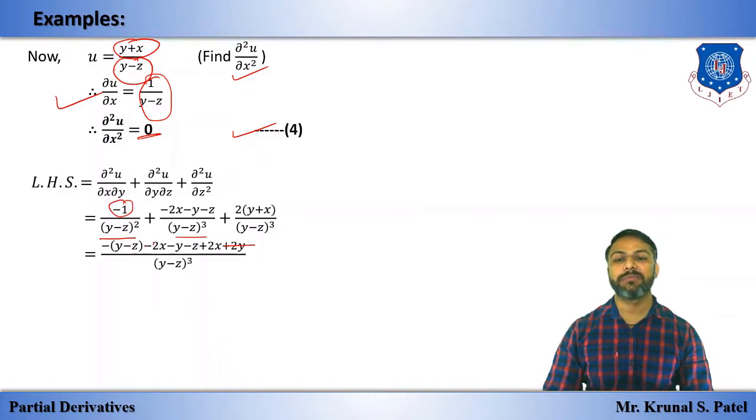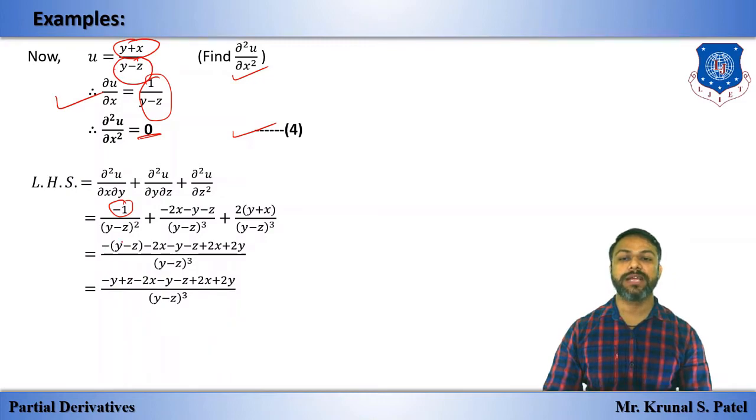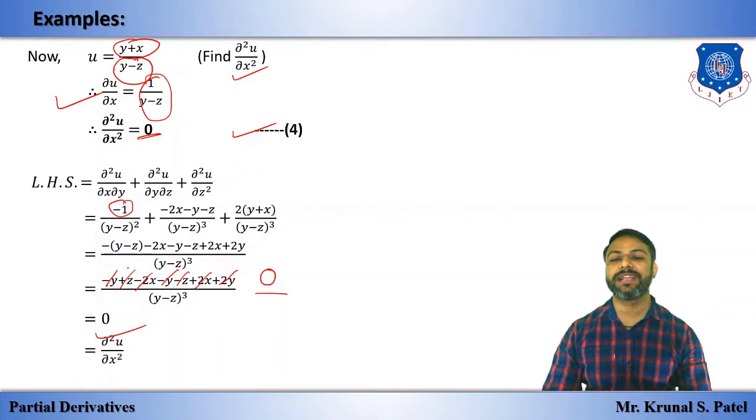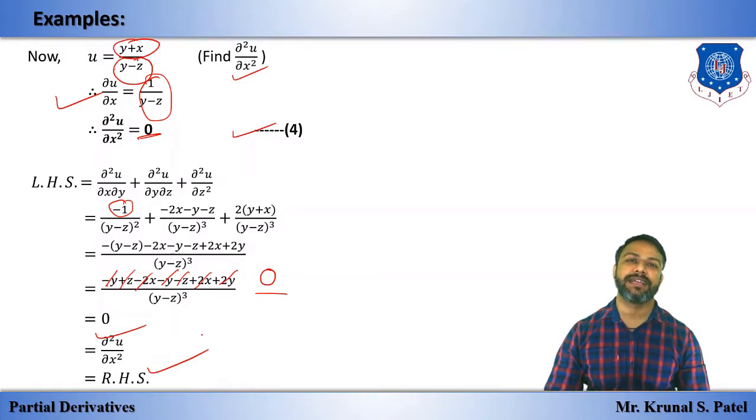So we have this, and by simplifying, by cancelling out terms, first we'll simplify: minus y plus z minus 2x minus y minus z plus 2x plus 2y. By cancelling out minus 2x plus 2x, minus y minus 2y plus 2y, and plus z minus z, the numerator is 0 upon something. 0 upon something is 0, which is our del square u by del x square, and which is our right hand side.